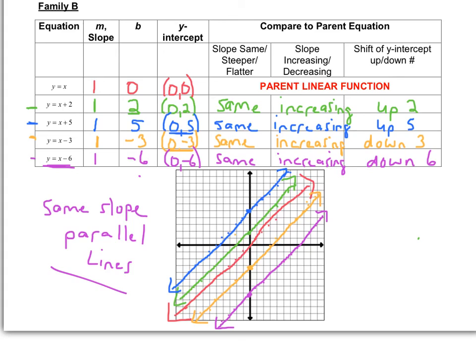So in summary, you need to know what the parent function is, y equals x, and that it goes through the origin. Anytime the b is equal to 0, the line will go through the origin at (0, 0), and the b will determine where it crosses the y-axis, whether it's shifted up or down. The slope will determine the steepness of the line. The bigger the slope, the steeper the line. If the slope is a fraction, it will be less steep, it'll be flatter. And if the slope is 1, it'll be the same as the parent function. So there you go, it's summarized.